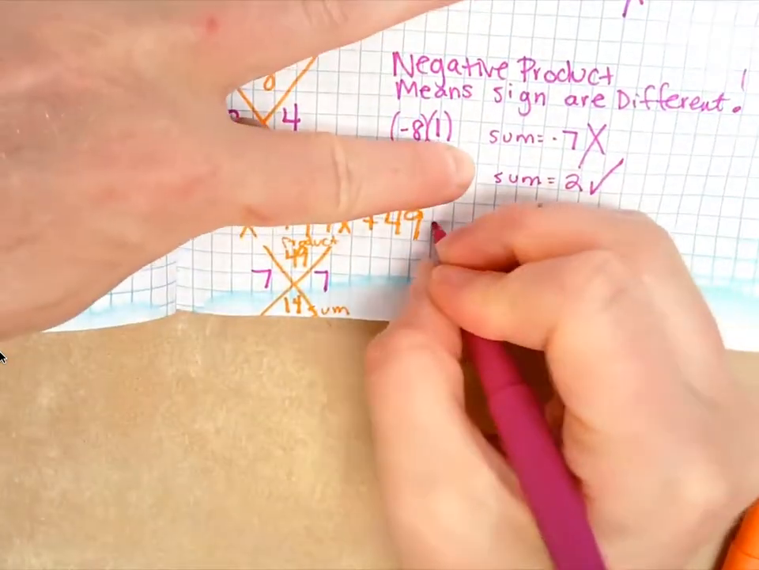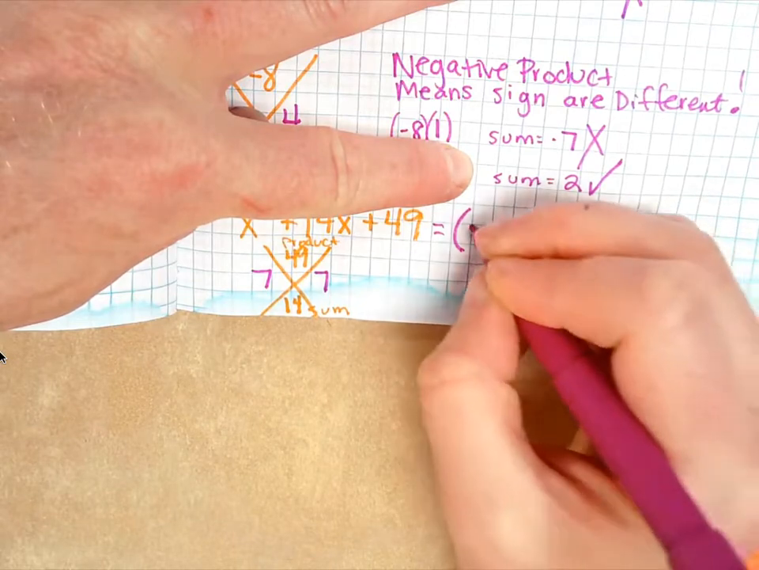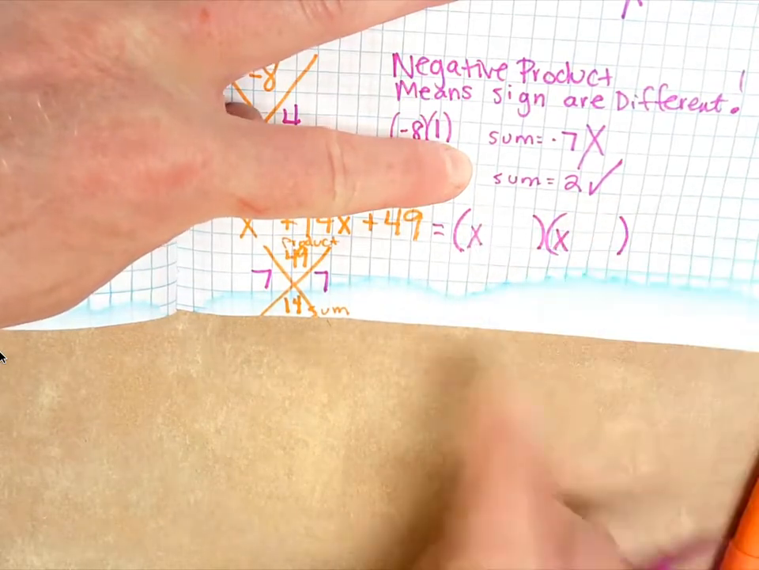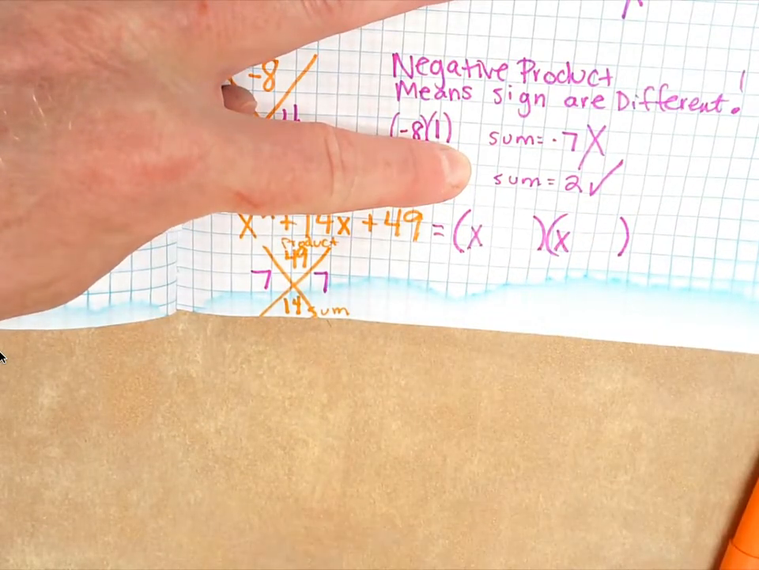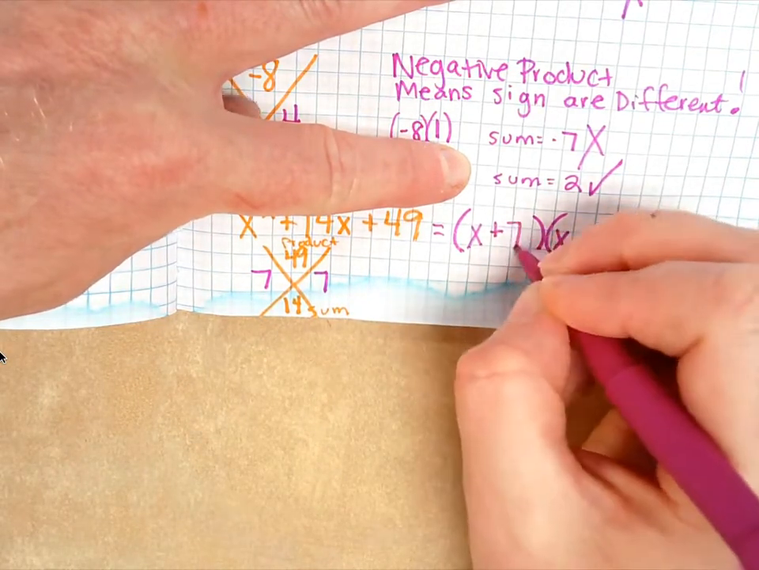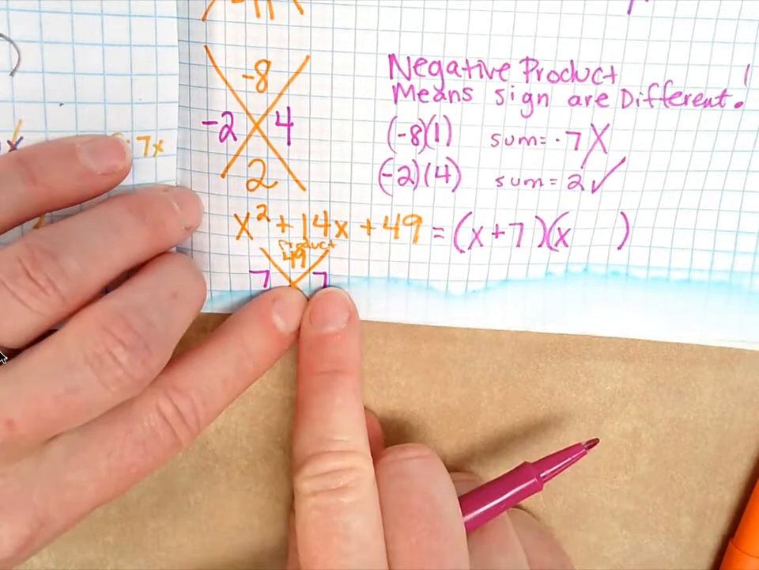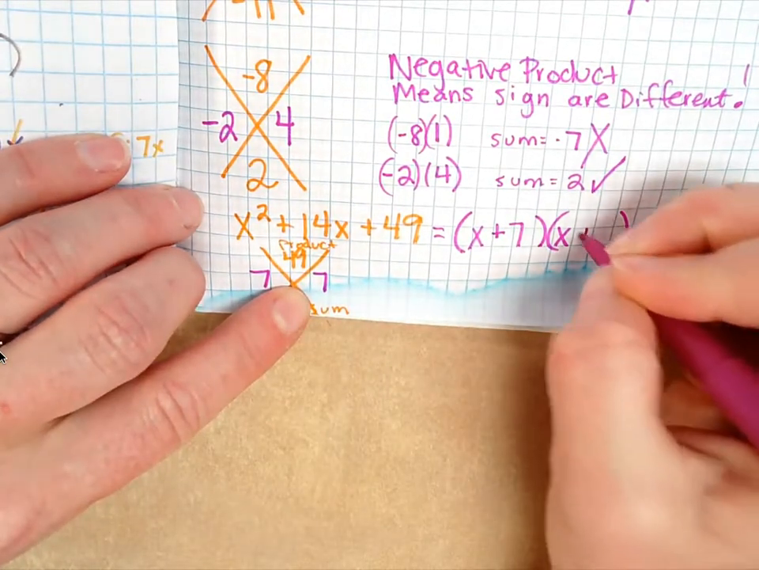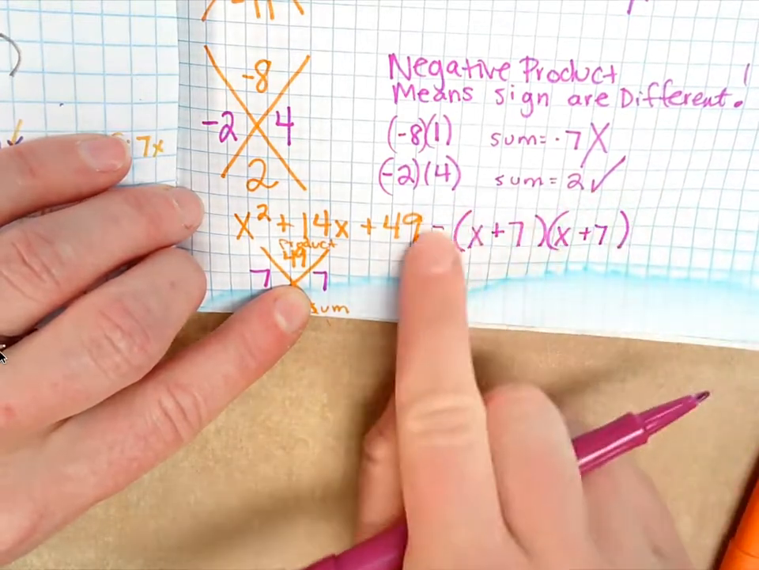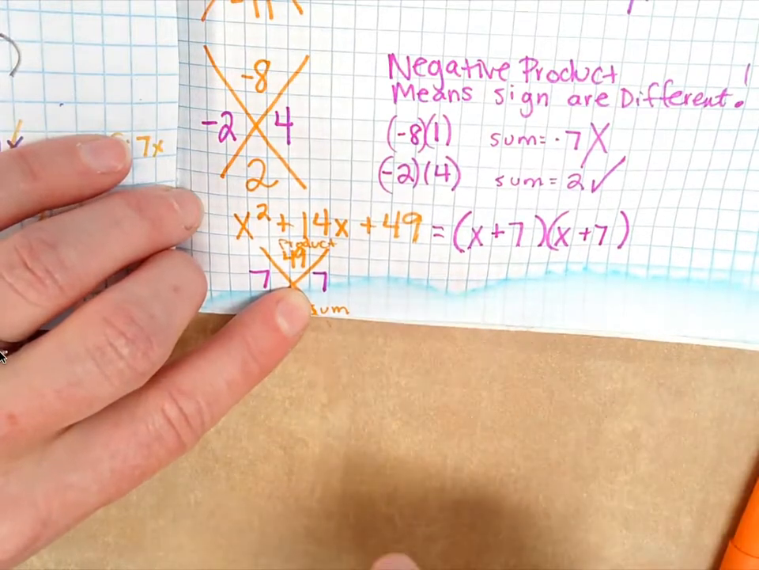So the factor of this, we're going to write it as a binomial, with x at the beginning of each one. A binomial means two terms. So it's going to be x plus 7 because that's one of our numbers. And then our other number is also 7, so x plus 7. So this is the factor. That's what we're looking for when we factor.